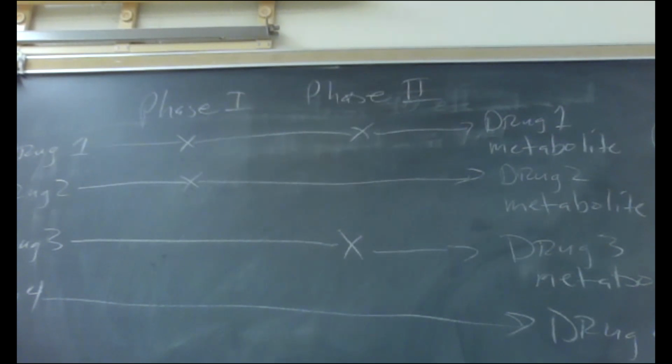Now, 2D6 is not inducible. It's not inducible. But it can be inhibited. Now, the worst ones on the inhibitors are the SSRIs, the selective serotonin reuptake inhibitors. That would be fluoxetine, paroxetine. Paroxetine in particular is a very nasty 2D6 inhibitor. And then quinidine. The heart medicine, quinidine, is also a nasty 2D6 inhibitor.